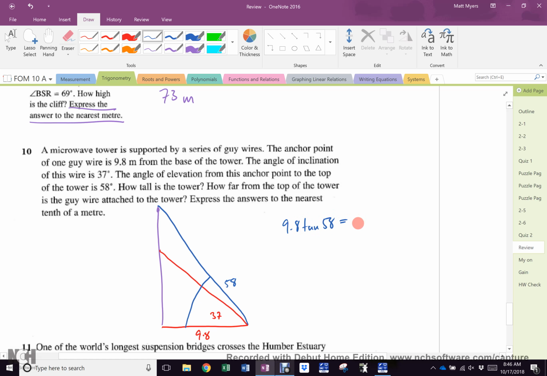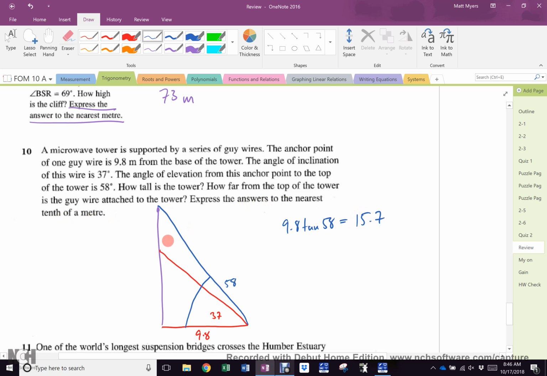Tan 58, probably about, I don't know, 2. So something around 18-ish. 15-ish. Okay. Answers to the nearest tenth of a meter. So 9.8 tan 58. 15.7.